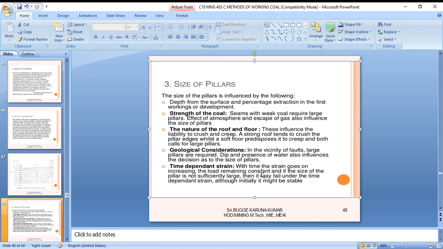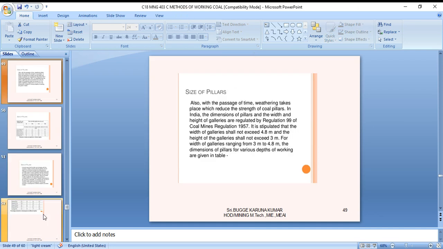Time dependent strain: with time the strain goes on increasing while the load remains constant, and if the size of the pillar is not sufficiently large, then it may fail under the time dependent strain, although initially it might be stable. So strength of the coal, nature of the roof and floor, geological considerations and time dependent strength are the important factors as far as the size of the pillar is concerned.